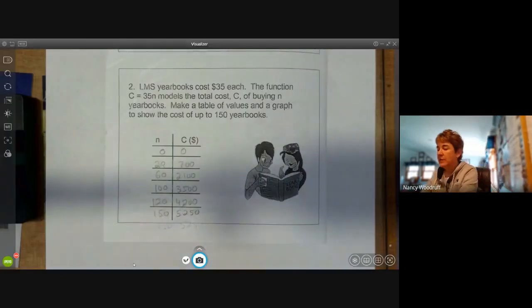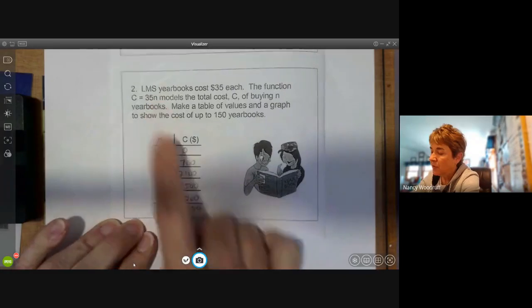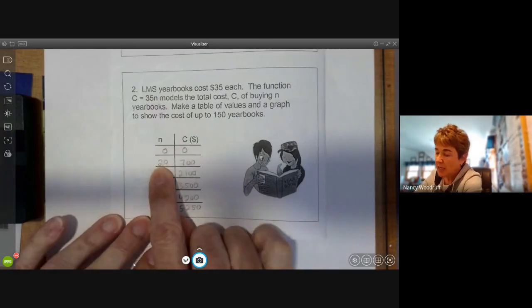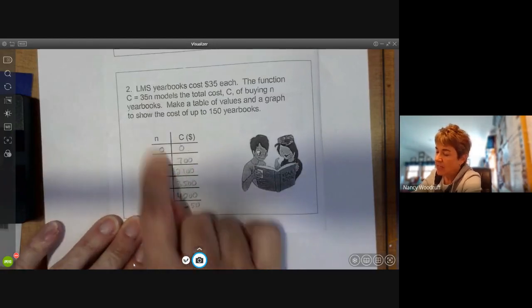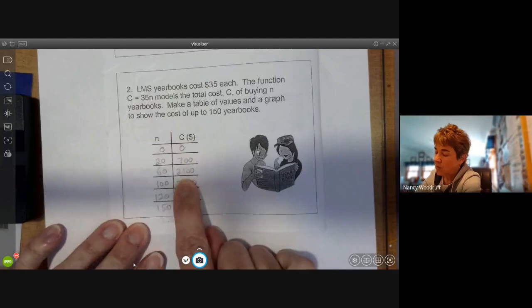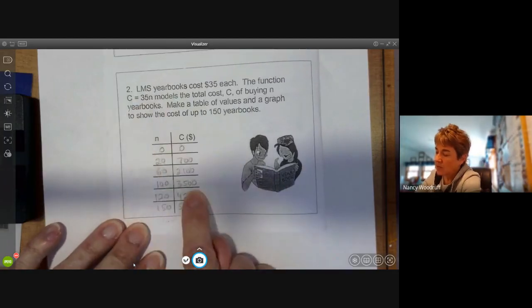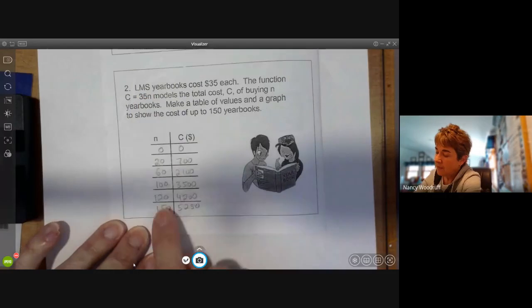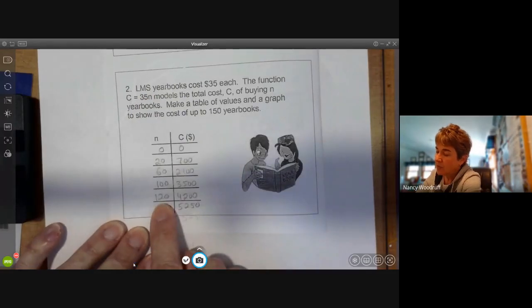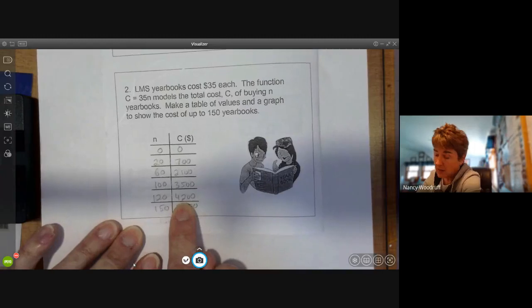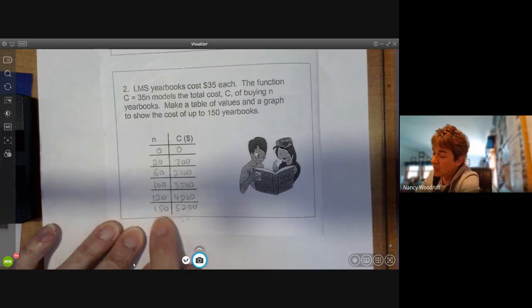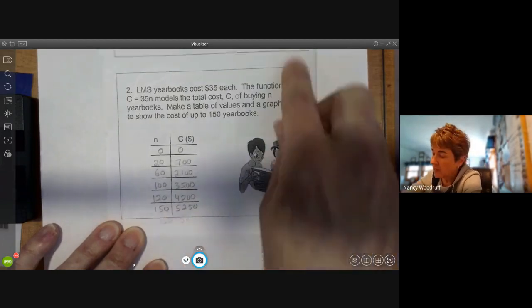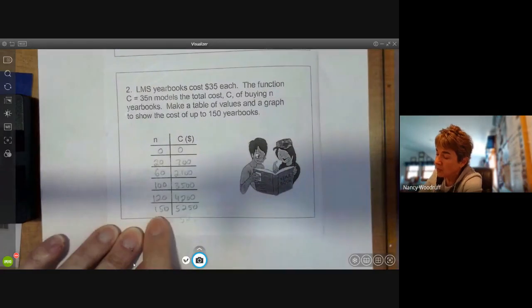Okay, so here was my table. 0 times 35 is 0. I used 20. 20 times 35 is 700. And these were my other inputs. 60 times 35 is 2,100. 35 times 100 is $3,500. If we sell 120 yearbooks, 35 times 120 would be 4,200. And if we sell 150, it would be up to 5,250. Okay, so that's the table I'm going to use, but you definitely should have had the 0, and I told you to make sure you go up to 150.